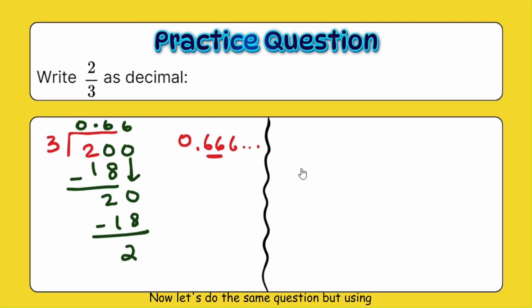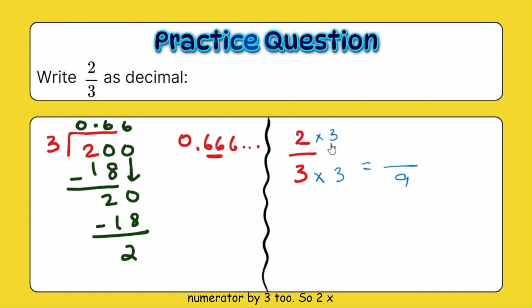Now let's do the same question but using the second method. So our fraction is 2 over 3. And now we're going to make our denominator a 9. So 3 multiplied by 3 will give us 9 in the denominator. To make it an equivalent fraction, we have to multiply the numerator by 3 too. So 2 multiplied by 3 is equal to 6. Now because we have only 1 9 in the denominator, our decimal point is going to go one place back. So our decimal point is going to come before 6. So our answer is going to be 0.6.